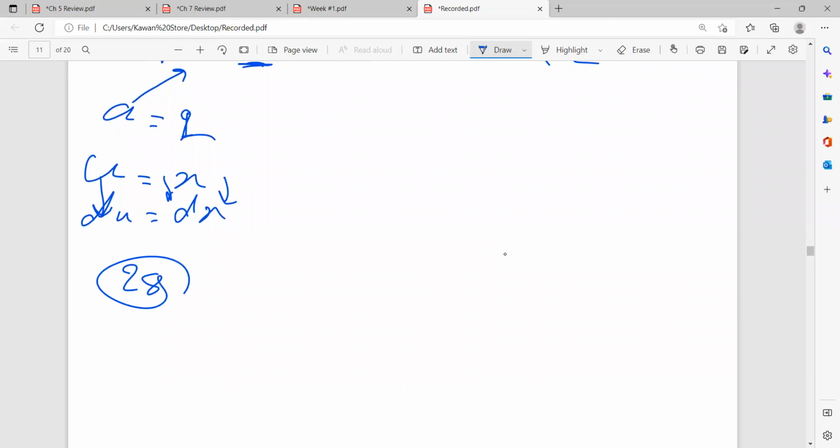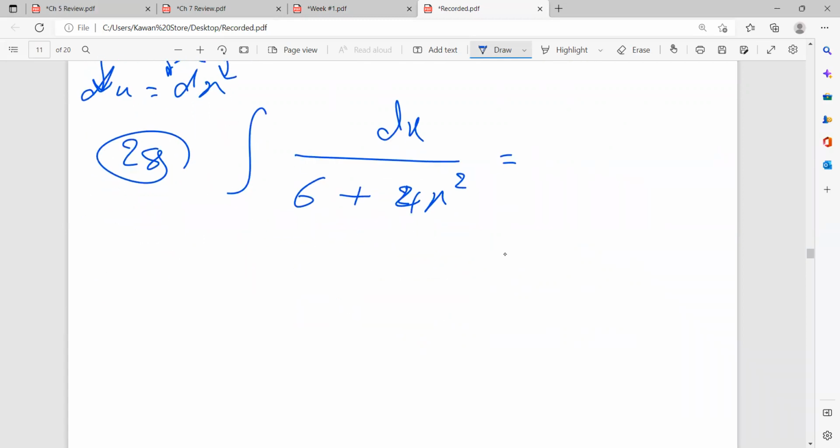I'm going to 28, to make it a little bit harder. So we have 6 plus 4x squared dx. Tell me which formula? Tan inverse, because we don't have a square root, dears. Understood? So we don't have square roots. Okay, so A is equal to what?